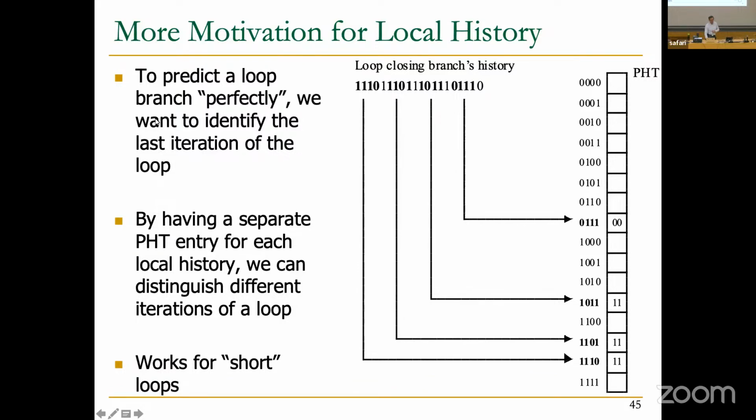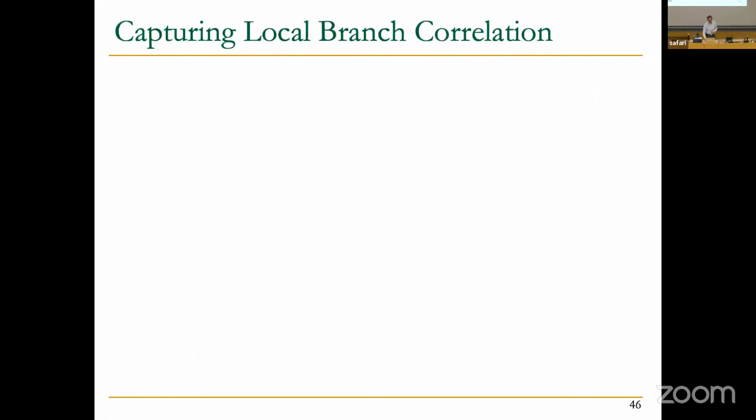In this case, to predict a loop branch perfectly, we want to identify the last iteration of the loop. And this sort of prediction that looks at the local history of the branch identifies all iterations of the loop. So by having a separate pattern history table entry for each local history, we can distinguish different iterations of a loop. Of course, this works for short loops. Now, you can also find some other motivations, but this is the nicest motivation, from loop branches.